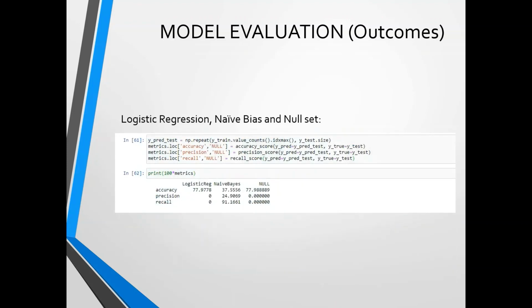Coming to the other methods of evaluation, we have model performance indicators across other algorithms such as logistic regression, naive Bayes, and null set, wherein we get an accuracy of 77% in logistic regression, 37% in naive Bayes, and while testing for a null set, we get an accuracy of 77.9%.